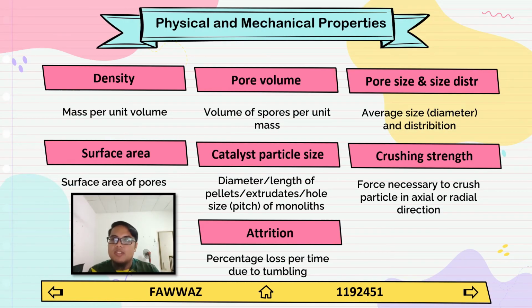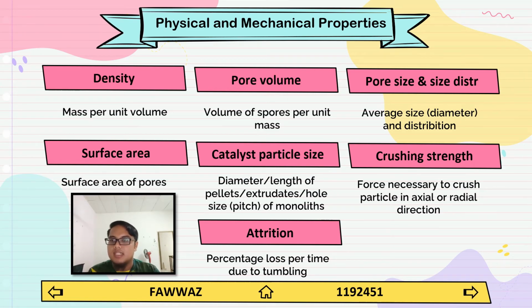Next, I will talk about the physical and mechanical properties of catalysts. The first property is density, which can be defined as mass per unit volume of the catalyst. Next property is pore volume, which is defined as the volume of pores per unit mass. Next is pore size and size distribution, which is the average size or diameter of a catalyst's pores and its size distribution. Next, the surface area. So the surface area of pores for the catalyst.